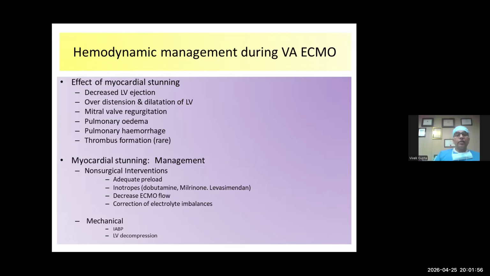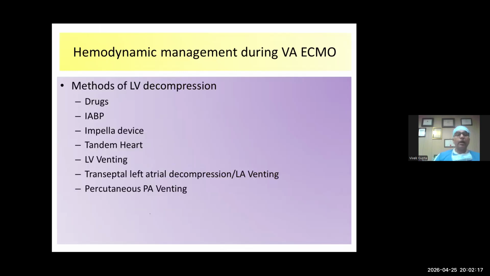So when there is myocardial stunning, it will reduce the LV ejection. There will be visible distension of the LV, dilatation. There will be MR, and the patient will start having frothy secretions from the endotracheal tube. Whenever this situation is there, you should take all precautions. You should act early because this will lead to more myocardial damage.